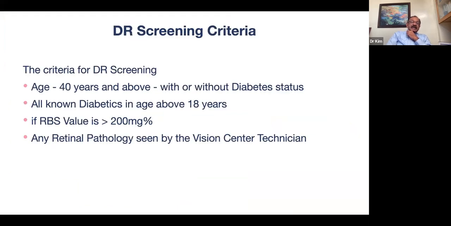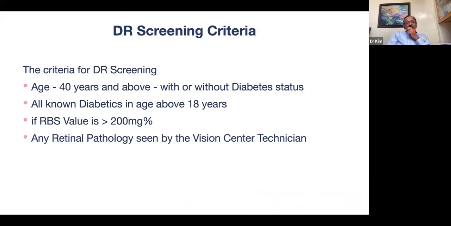So the criteria for DR screening was the age of the patient 40 years and above, with or without diabetic status. All known diabetics above 18 years, if the random blood sugar value is more than 200 milligrams per cent for any patient when we did in these vision centers, or even if any patient had any retinal pathology seen by the vision center technician, they would take a fundus photo for these patients.